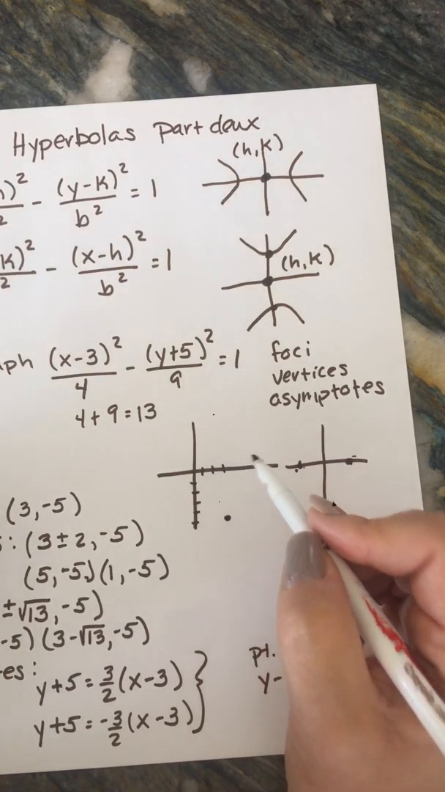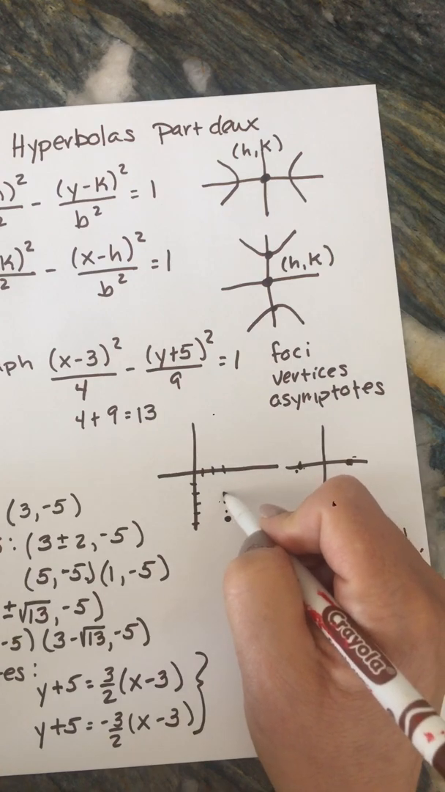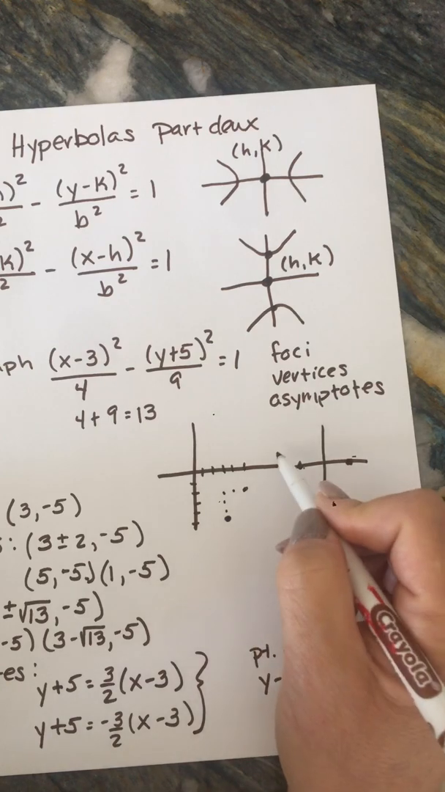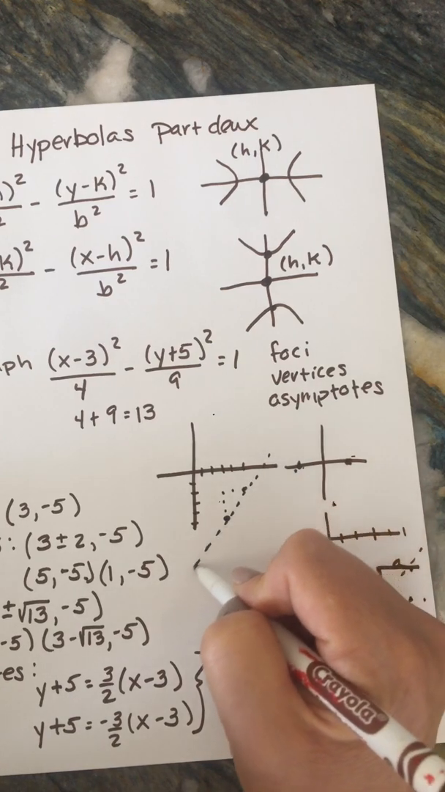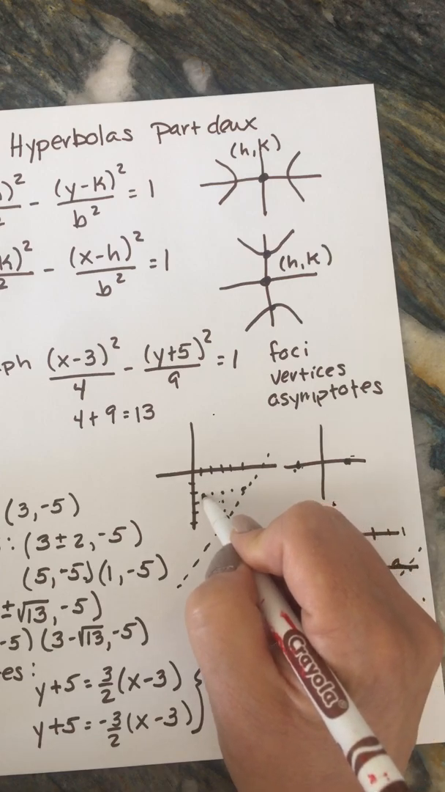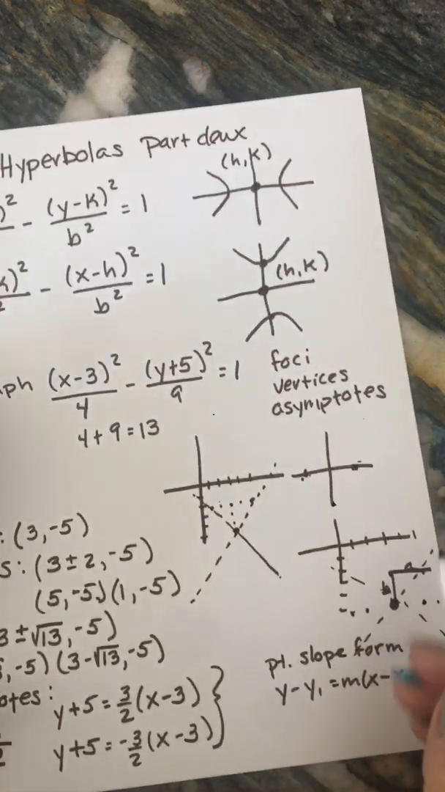And then we've got an asymptote slope of 3/2. So from the center I go up 3, run 2, and so there's one of my asymptotes. And then from the center I rise 3, run -2. So here's the other asymptote.